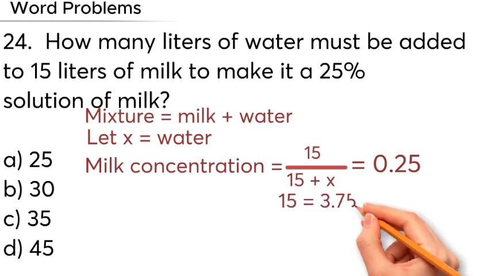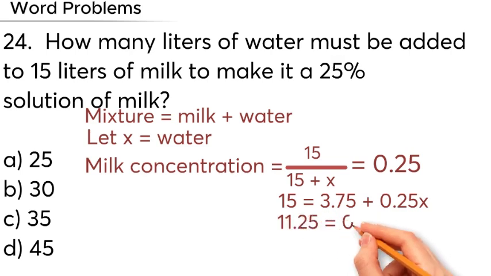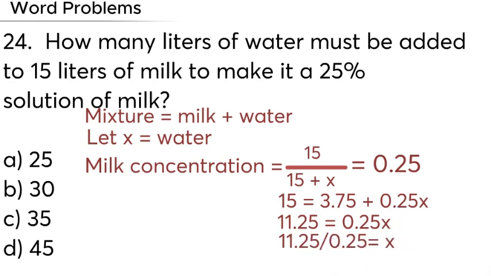Solve for x, simplifying the equation. 15 is equal to 3.75 plus 0.25x. Combining both terms, we have 11.25 is equal to 0.25x. Solving for x, it is equal to 11.25 divided by 0.25 is equal to 45. Thus 45 liters of water must be added to make a 25% solution of milk.